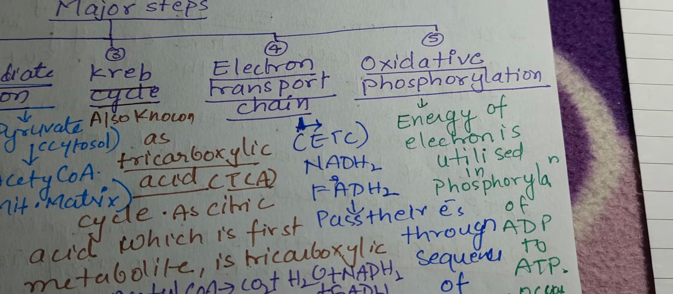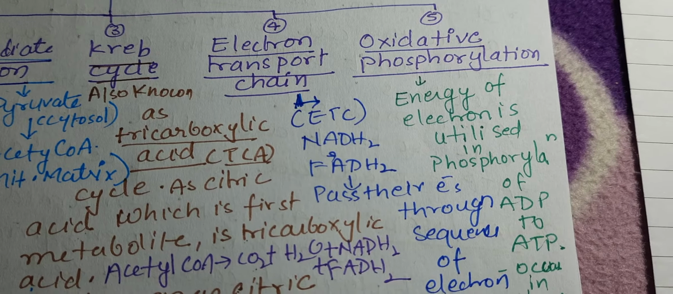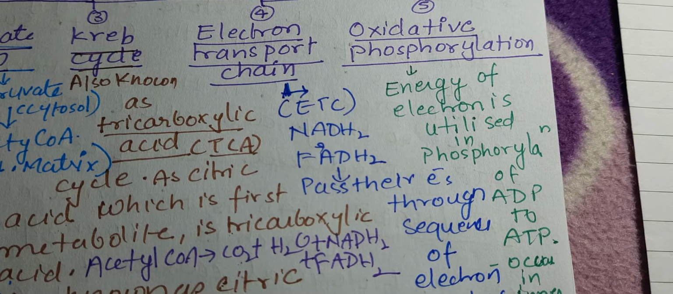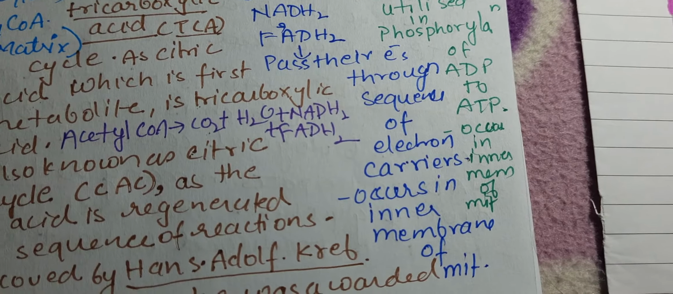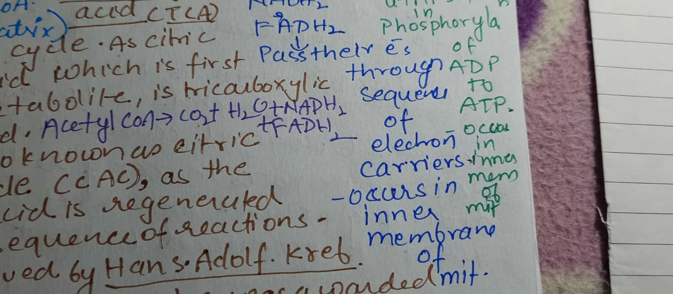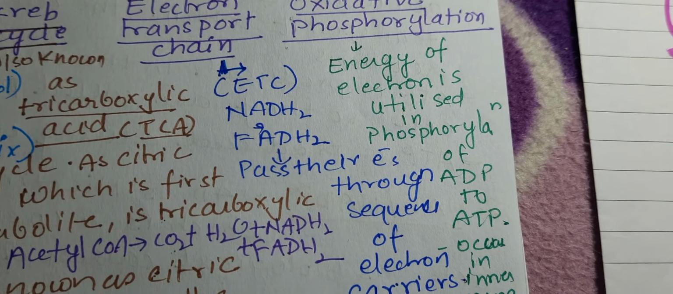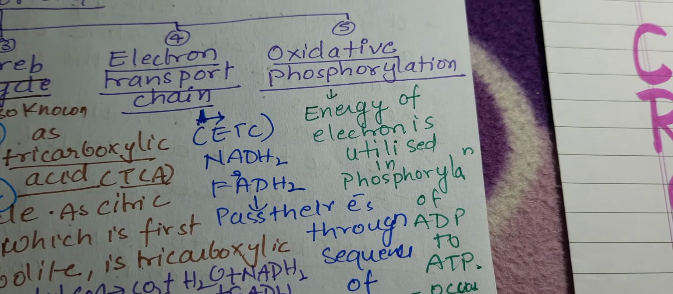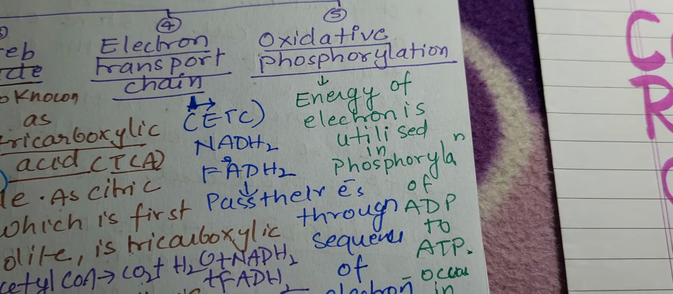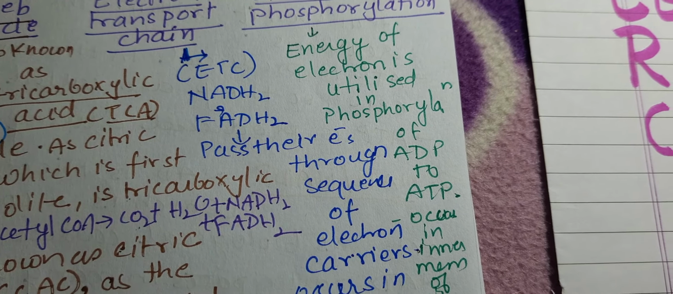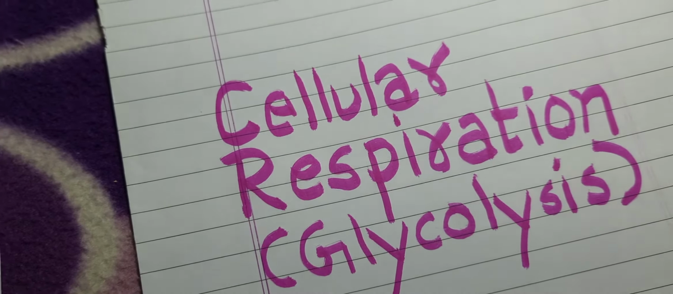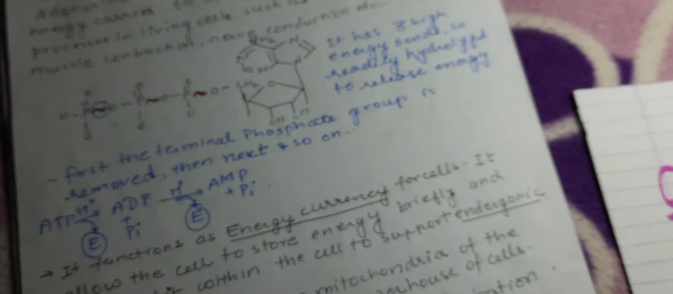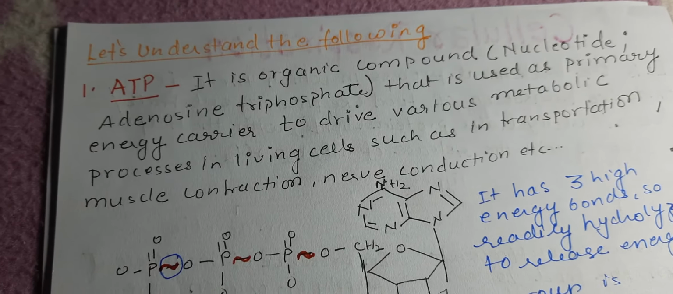The next step is the electron transport chain. During this chain, NADH2 and FADH2, the reducing powers, pass their electrons through a sequence of electron carriers present in the inner membrane of mitochondria. The last step is oxidative phosphorylation, in which the energy of the electrons is used in the phosphorylation of ADP to ATP, and it occurs in the inner membrane of mitochondria. Before we start with glycolysis, it's important to understand these terms.